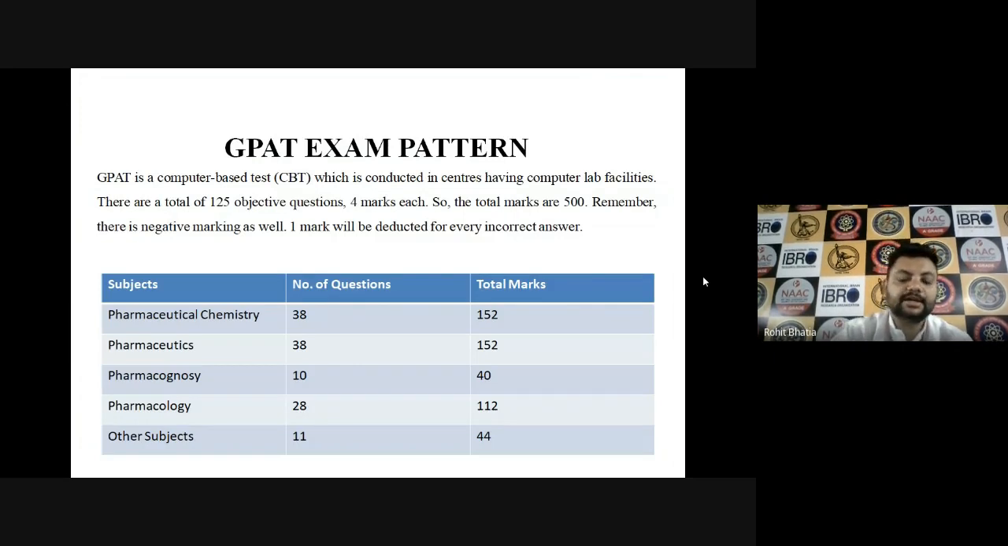So this is the pattern. Pharmaceutical chemistry, generally 38 questions may be there of 152 marks. Pharmaceutics, equal weightage, 38, 152 marks. Pharmacognosy, 10 questions for 40 marks. Pharmacology, 28 questions for 112 marks. Other subjects, 11 questions, 44 marks.